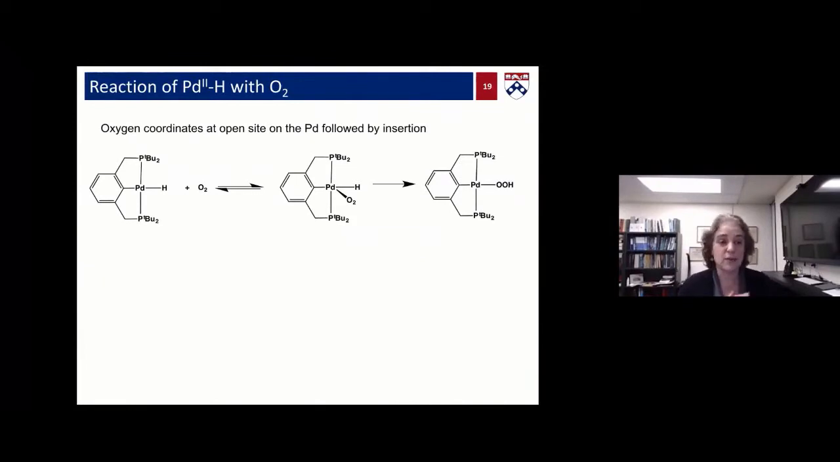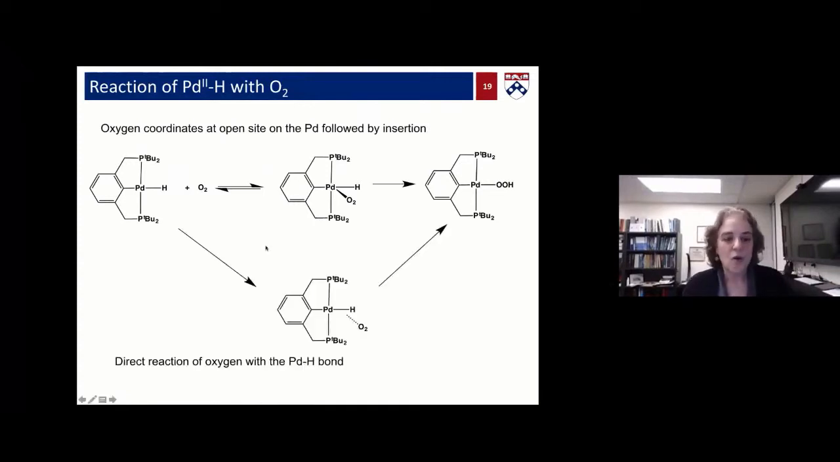One is that because it was a square planar species, it has an open site. It's possible that oxygen could enter that open site as shown here. And then we could have migration of the hydride to the oxygen. So this insertion step here would have to be the rate determining step in order to see that isotope effect. Or we could have oxygen react directly with the hydrogen and insert that way.